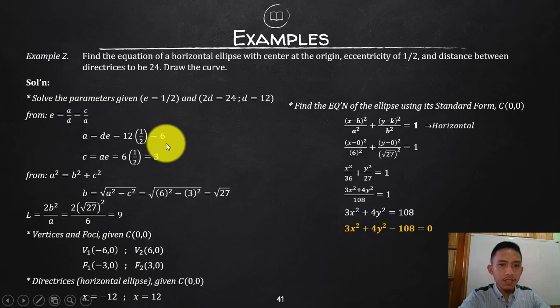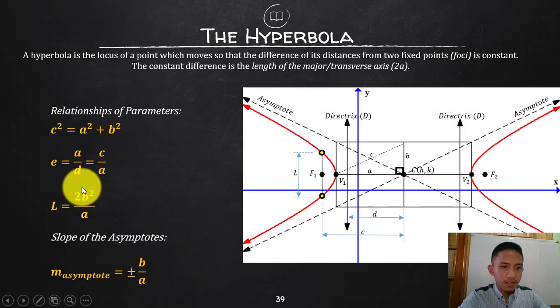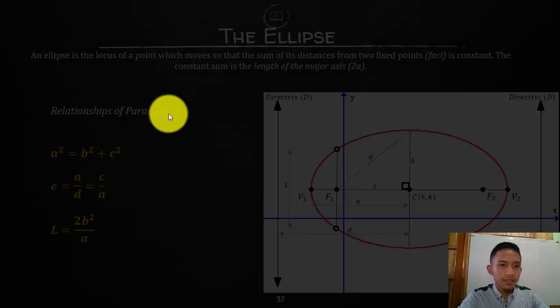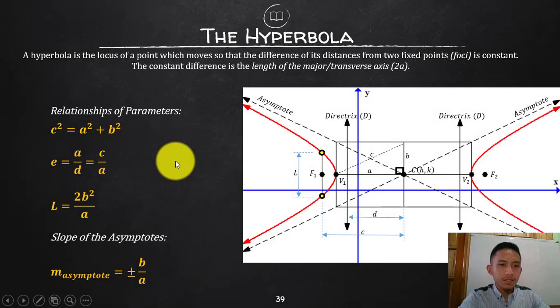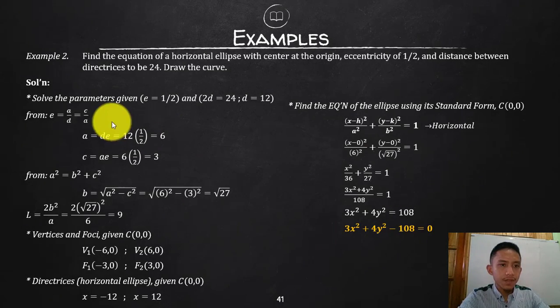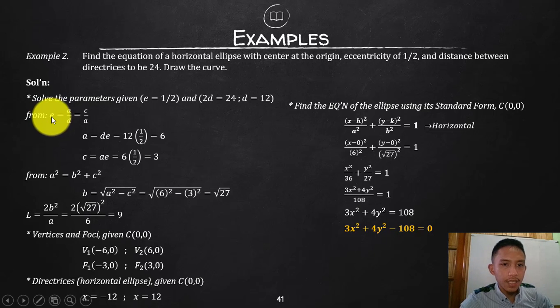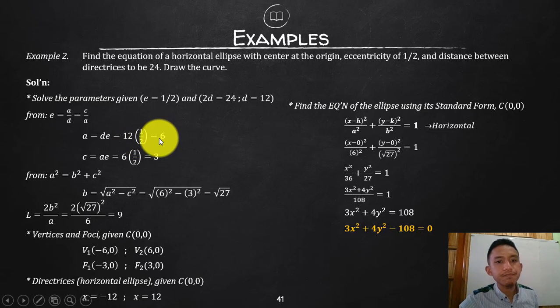Isn't it? We have three equations available. Four, if you break this down into two, in the hyperbola and ellipse. So from this equation of eccentricity, we have E, eccentricity, and D. So let's pair E and D over A. Since we have D and we have E, cross multiply D with E, you will have the equation D times A is equal to D times E. Your D is 12 and your E is 1/2, so your A is 6.